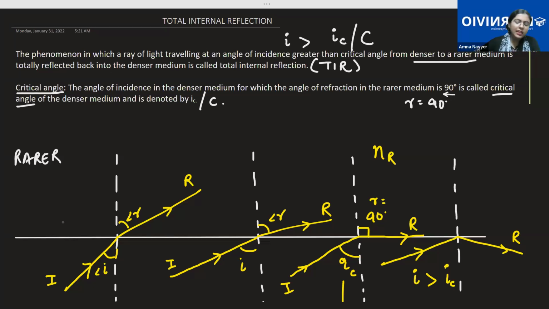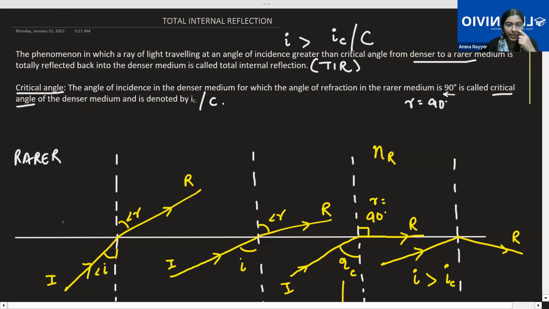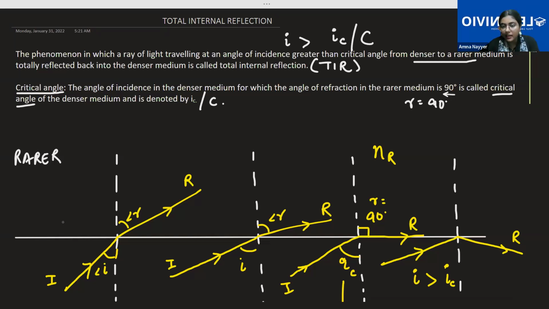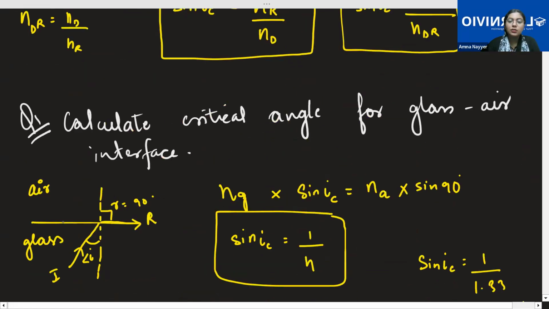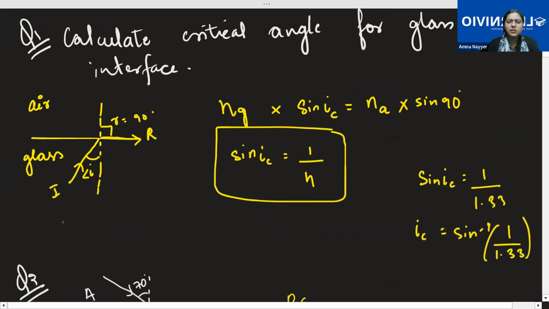Anyways, I discussed with you the concept of total internal reflection, the phenomenon in which a ray of light travels at an angle of incidence greater than the critical angle. Critical angle is the angle for which the angle of refraction in the rarer medium is 90 degrees. That's what we have discussed. Now, Snell's law's application is the most important question. This first question we could just discuss, and the second one is left.